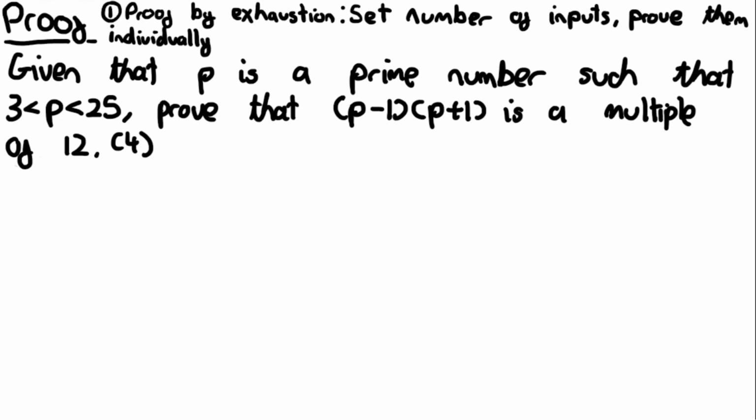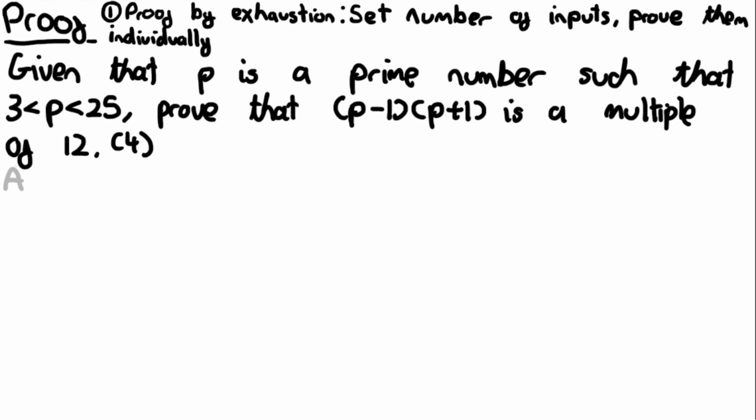So the first thing that you need to do is actually define what the values of p actually are, and we do this using this fact here, that p is a prime number such that p is bigger than 3 but it's less than 25. So as we're using this fact here, I'm going to quickly write that down in order to make the proof clear that that's where we're getting that from.